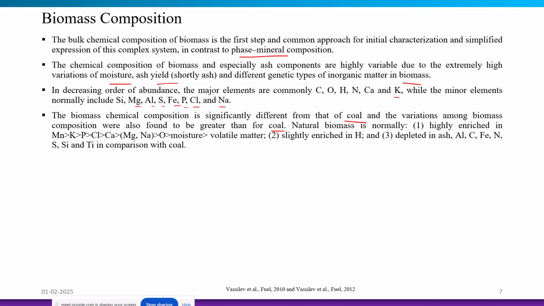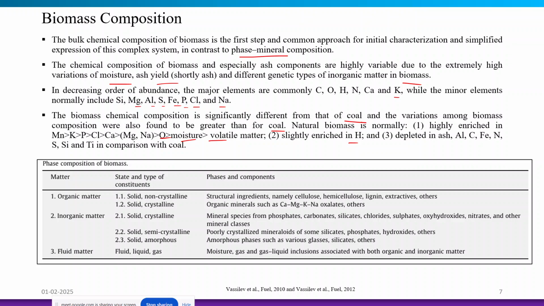Natural biomass is normally highly enriched in magnesium, potassium, calcium, phosphorus. Also highly enriched in oxygen, volatile matter, and moisture, and slightly enriched in hydrogen. If we can increase the hydrogen percentage anyhow, then it will contribute highly to biogas production, or the gaseous product mixture production out of the biomass feedstock. The depleted components, ash, aluminium, carbon, iron, nitrogen, are comparatively lesser with respect to coal.